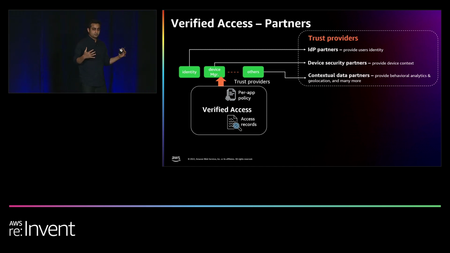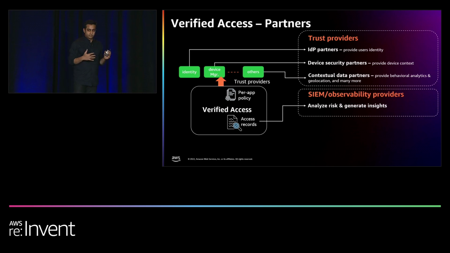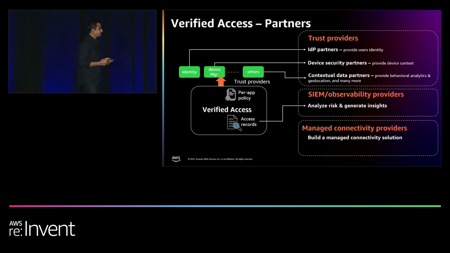Then finally, we are also trying to work with partners who can give us more contextual signals, like location, behavior analytics. Because remember, zero trust says that the more signals you have, the better the security, right? So that's why we are working with other partners as well. We talked about the Verified Access logs. We have a set of partners who will consume these logs and give you rich insights, which will help you with audit, compliance, troubleshooting, all those use cases.